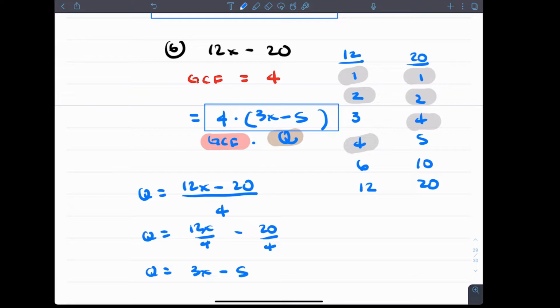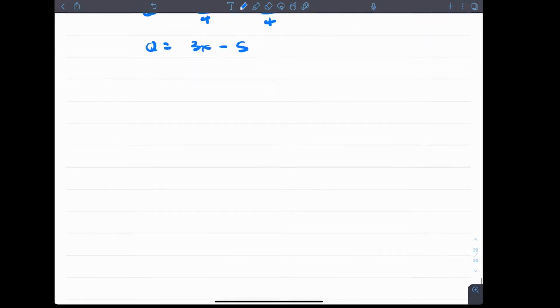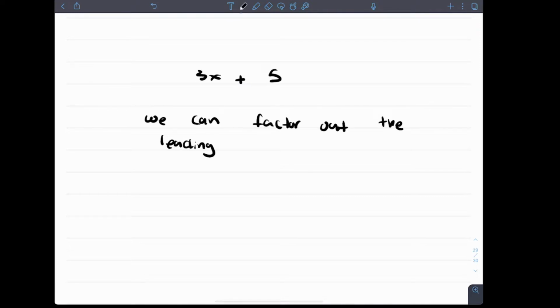All right, you guys okay with that one? What do you guys think? Is that pretty good? Well, I'm going to share with you guys something that's amazing here, something you may not even realize. If I said to you, I have 3x plus 5, okay? I want you guys to know something here. We can factor out the leading coefficient.